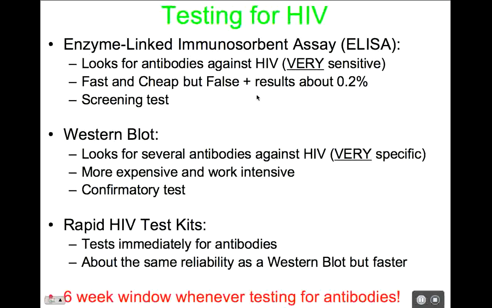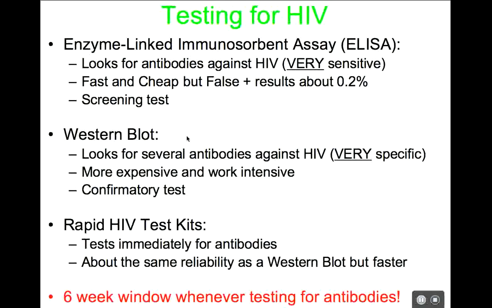So ELISA is first, it's a screening test. If you come back negative, you don't have it. If you come back positive, they do a Western blot. In a Western blot, they look for not just one antibody against HIV, but multiple antibodies against HIV. It's a very specific test. You do not get false positive results here. It's more expensive, it's more work intensive, it takes longer, so we don't want to do it on every single person, but we use it as a confirmatory test. If you come back positive on the ELISA, then we run a Western blot. And if you come back positive on the Western blot, then yes, you are definitely HIV positive.